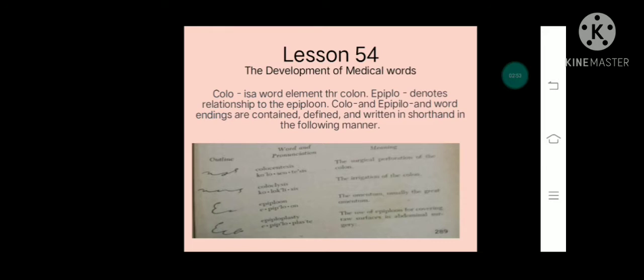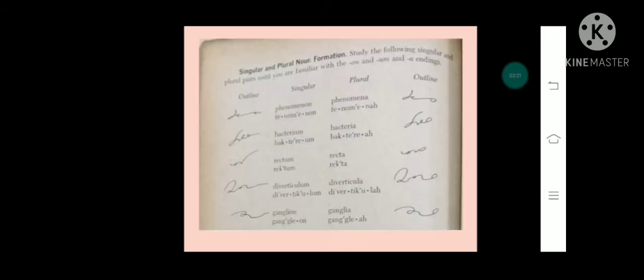The third one is the epiploon, the omentum, usually the great omentum. As I have said earlier, epiploon or omentum is a large flat adipose tissue. And last is epiploplasty, the use of epiploon for covering raw surfaces in abdominal surgery.